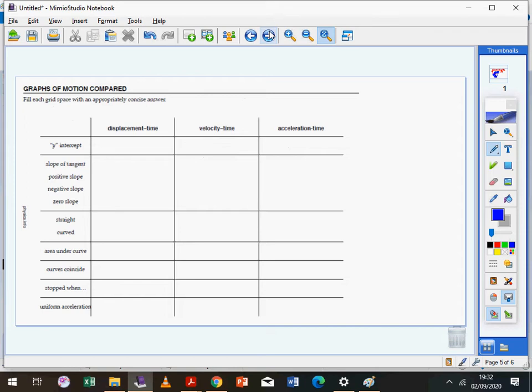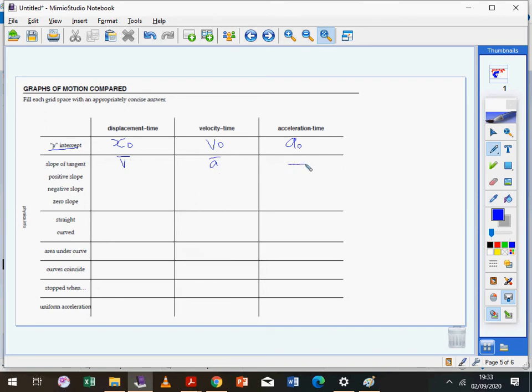I'm going to send you this worksheet so you can fill it out yourselves. If you have a displacement time graph, the y-intercept will be your initial displacement. The y-intercept of the velocity time graph will be the initial velocity, and the y-intercept of the acceleration time graph will be the initial acceleration. The slope of the tangent of a displacement time graph, we talked about this, that's velocity. The slope of a velocity time graph, acceleration. Slope of acceleration time graph, that doesn't mean any physical quantity we know about.